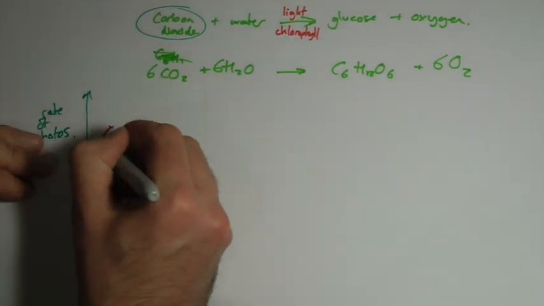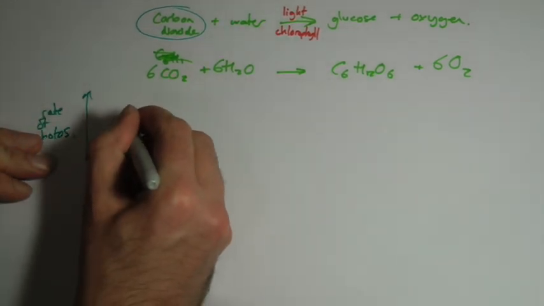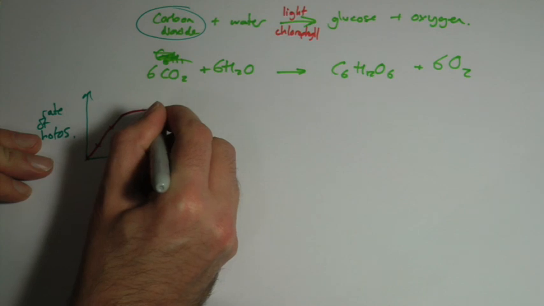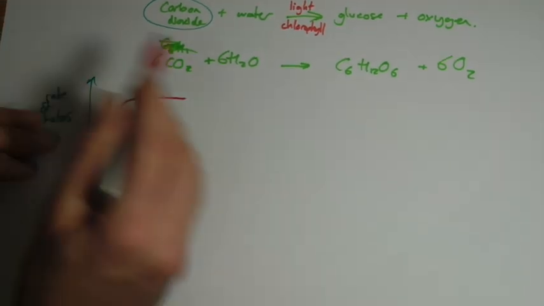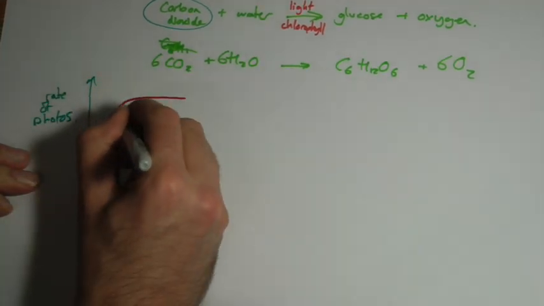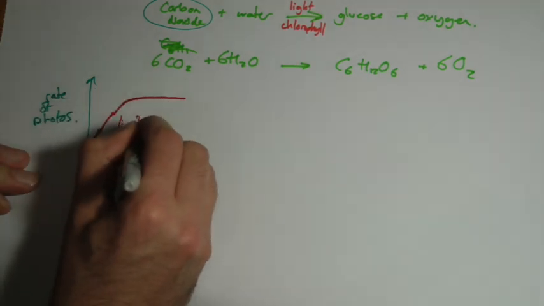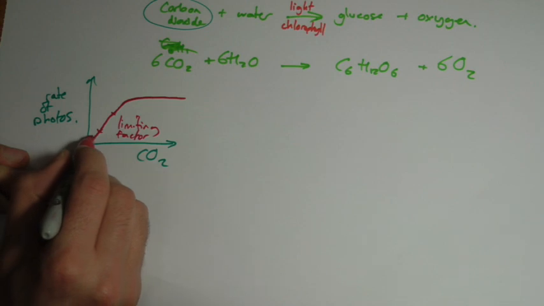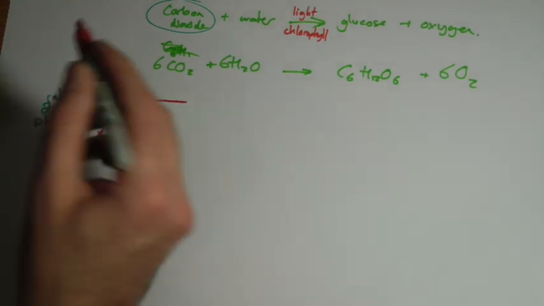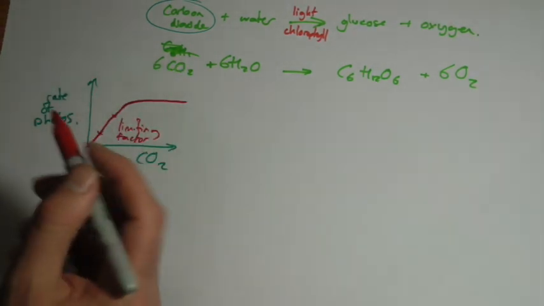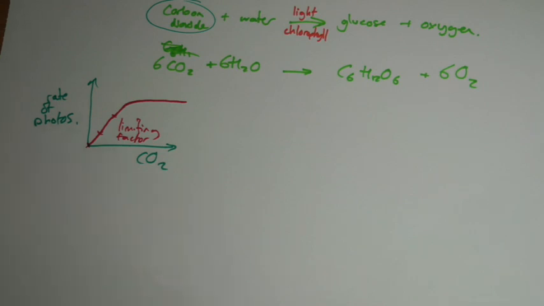So we get this typical graph where it goes up and then it reaches a point where the plant can't work any faster and it levels off. What we would say up until it levels off, so when the graph's going up, we say that carbon dioxide is the limiting factor. The more we give of it, the more photosynthesis goes up. So we're only limited by how much carbon dioxide we've got.